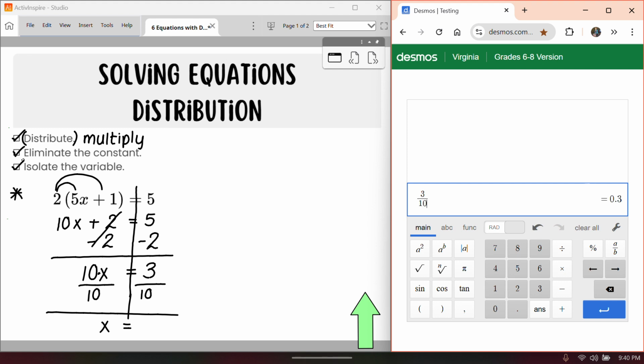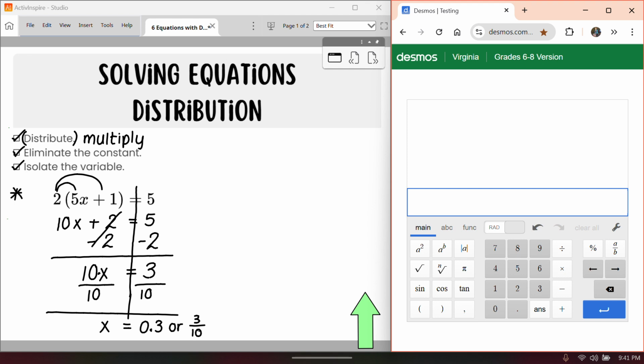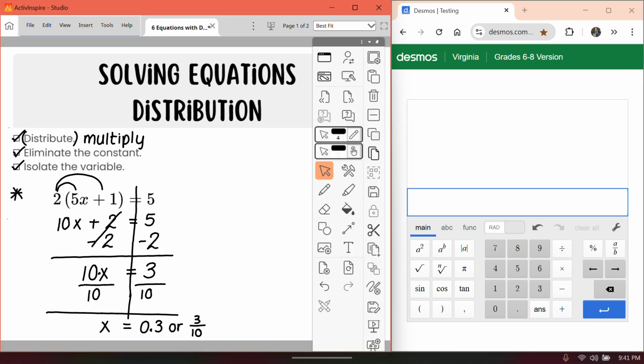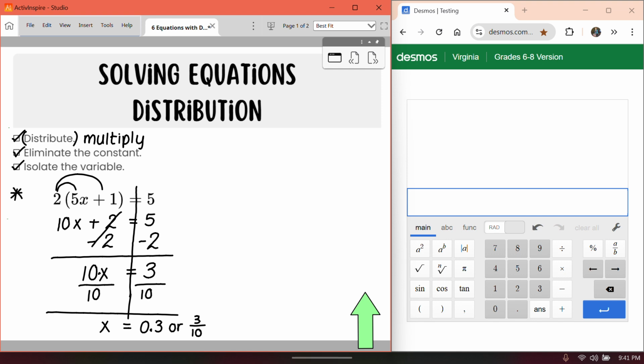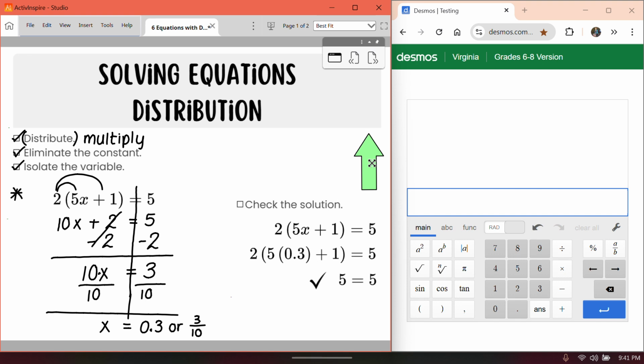You can do 3 divided by 10 and get 0.3. Or you can leave it as a fraction if that is what you or your teacher prefer, and you can just leave it as 3/10. Now, there are two ways to check the answer to this. If you have the notes sheet in front of you, this is what it says for checking the solution.